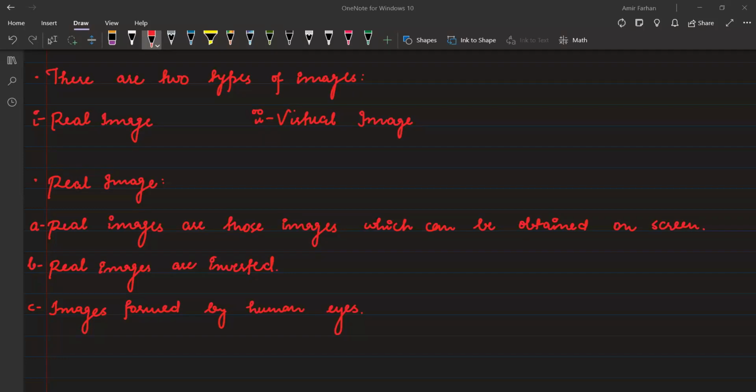Fair? Any doubt so far, Ayaan? No. Sure. Okay, fine.